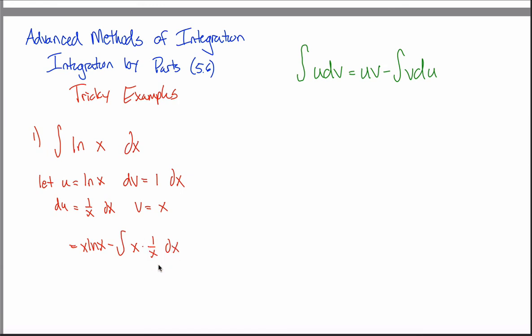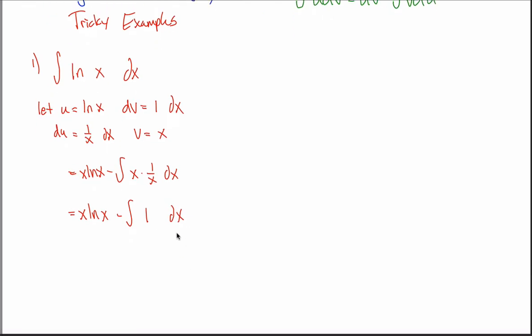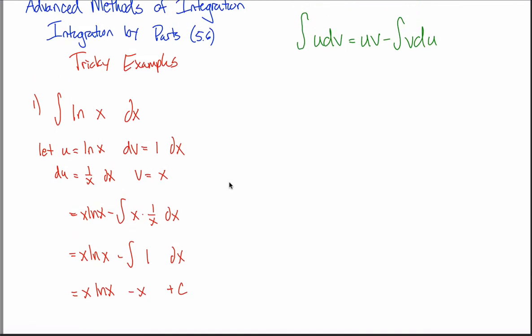But wait a minute, x times 1 over x, isn't that just 1? Yup. So I get that this is x natural log of x minus the antiderivative of 1, which you don't even need to write. You can just write dx if you want. What's the antiderivative of 1? Well, don't forget you've already done that. You figured out that the antiderivative of 1 is just x. What I get is x times the natural log of x minus x, and then, if you can think of it, add on the plus c. Kind of weird, right? I mean, not as hard as the examples we did in the past, just super counterintuitive.